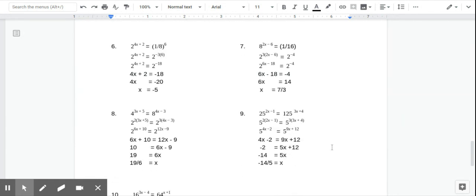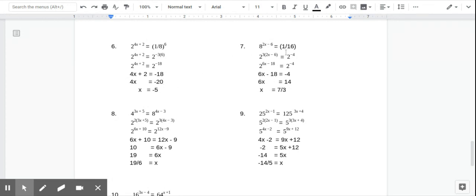A few more examples. 2 to the 4x plus 2 equals 1/8 to the 6th power. So once again, we'll go to the base of 2. But 1/8 is 2 to the -3, but we still have to the 6th power. So remember, multiply those exponents, set them equal to each other then, and solve.